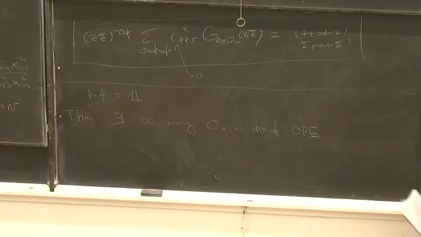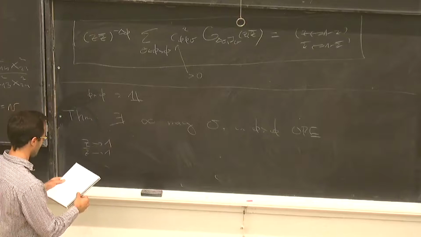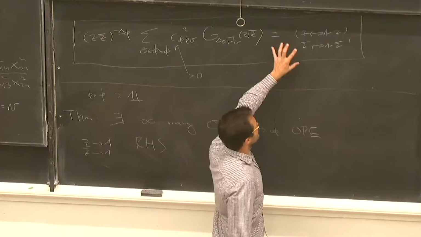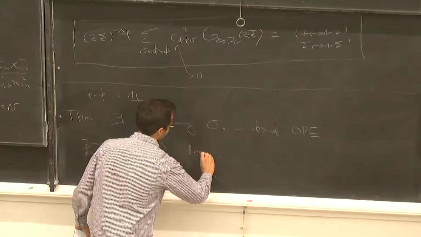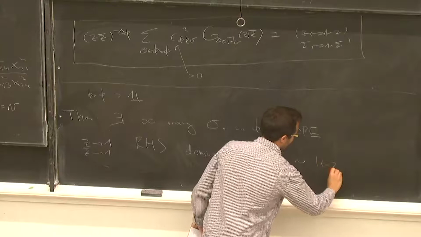And the way to see this is that you look at the two sides, and you take the limit where z goes to 1. And correspondingly, z bar also goes to 1, because they are complex conjugates. Now, on the right-hand side, you can see that the sum is dominated by identity. So the right-hand side goes like 1 minus z to the minus 2 delta phi. So this blows up as z goes to 1.